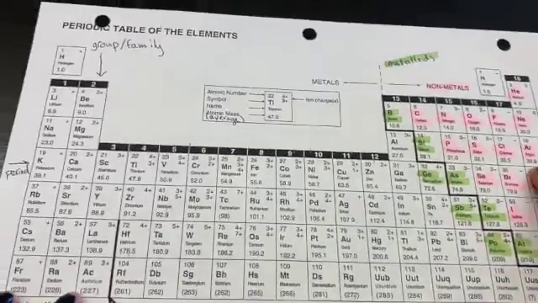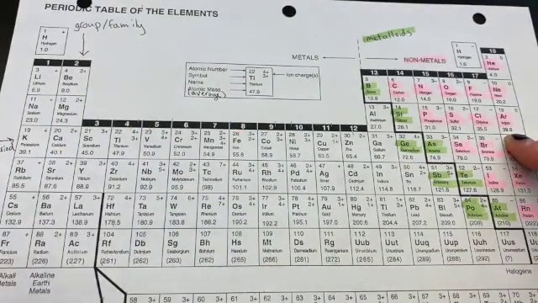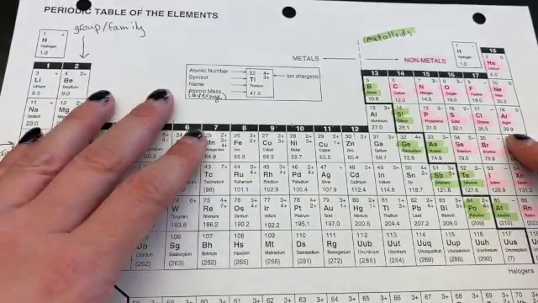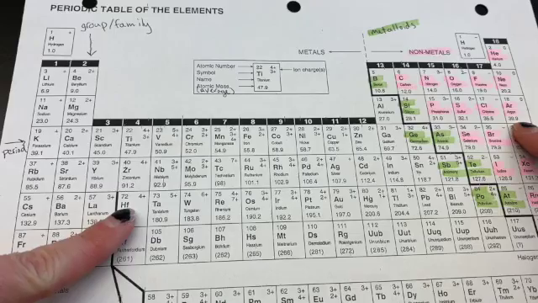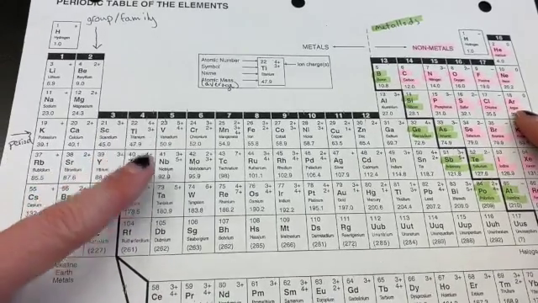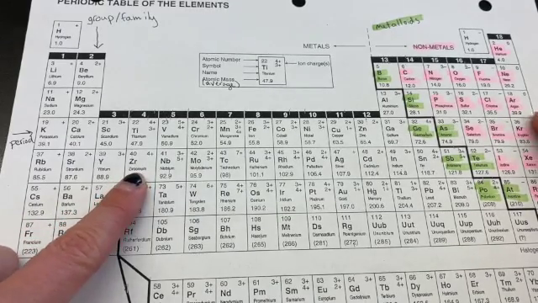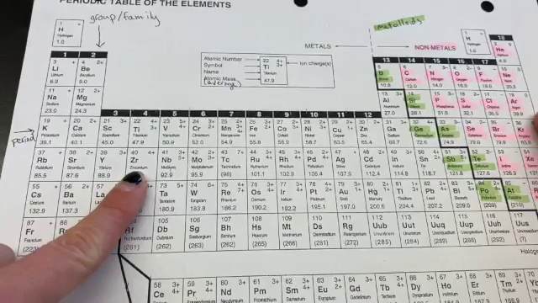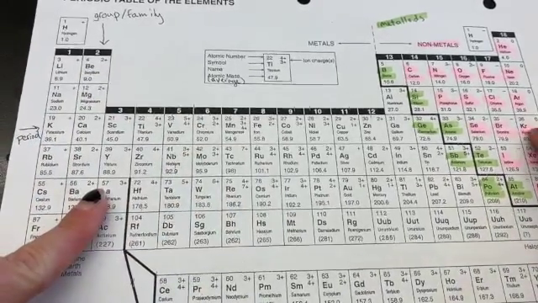Okay, so metals, we're not going to color them in because there's way too many of them, but they are usually solid, they're usually shiny, they're usually great conductors of heat and electricity, meaning heat or electricity can pass through them. They're usually quite malleable, meaning you can bend them without them breaking. And they're ductile, meaning you can stretch it out to make a wire with it.